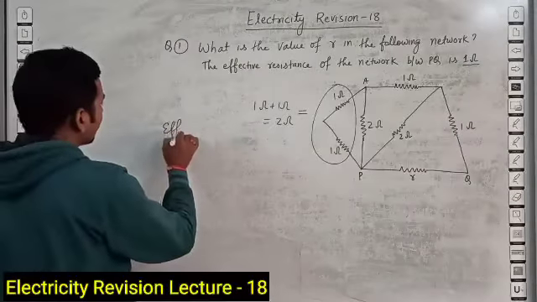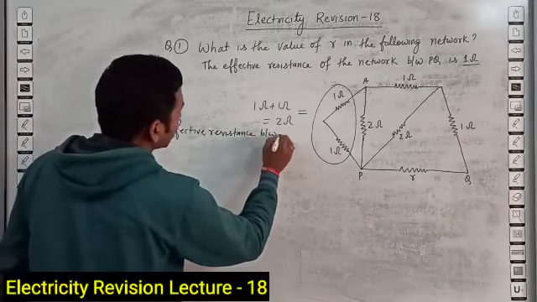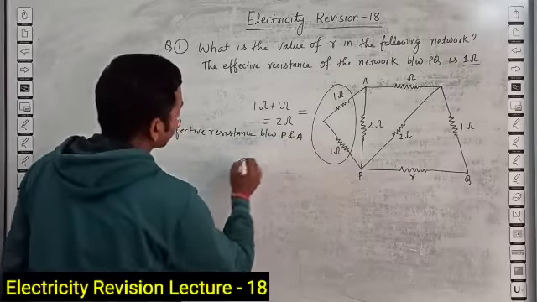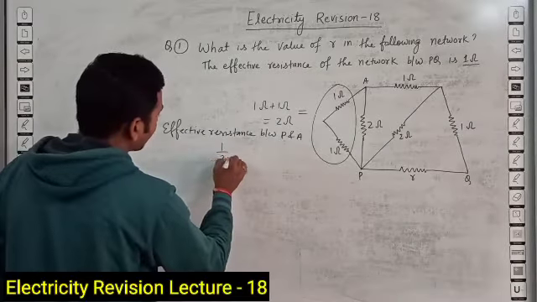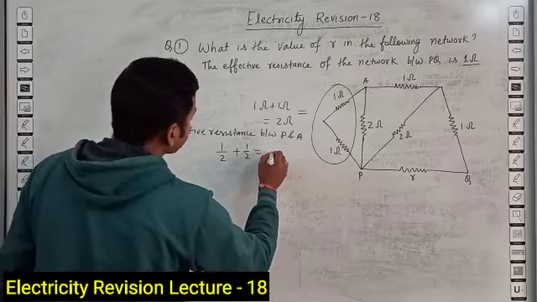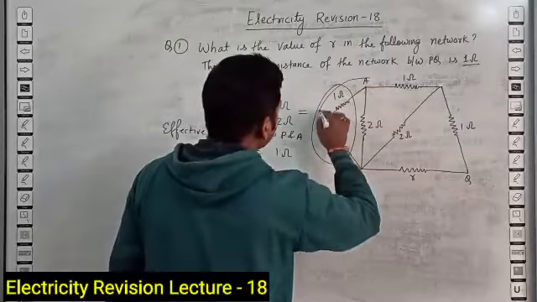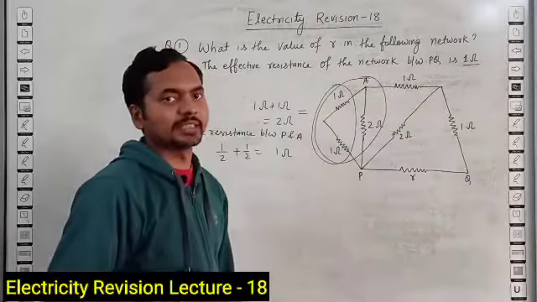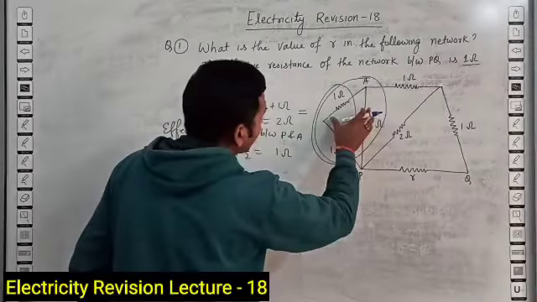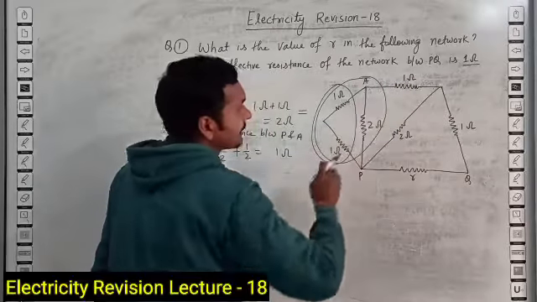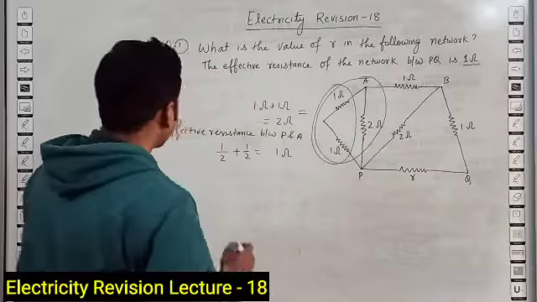So the effective resistance between P and A, both are in parallel combination. So what will we write? 1 upon 2 plus 1 upon 2, that is 1 ohm. We get 1 ohm as the effective resistance. Now this 1 ohm and this 1 ohm both are in series. So we just keep here, suppose that this is the B point.